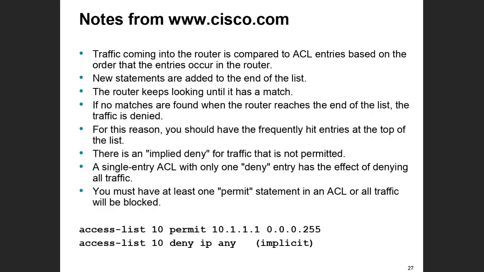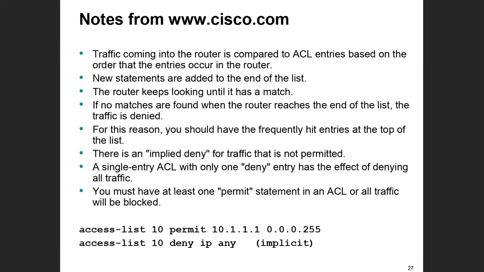Okay, Cisco says that traffic coming to the router is compared to access control list entries based on the order that the entries occur. I can add new statements, but they will only appear at the end of the list. There's a big gotcha here: if you have to re-edit the list, you might have to just delete it and re-enter it all again. The router will keep looking one by one through each statement until it finds a match. If no matches are found, there's the implicit deny any. So for efficiency purposes in the router, it would be better to put the frequently hit entries at the top of the list so they'll be processed more quickly.